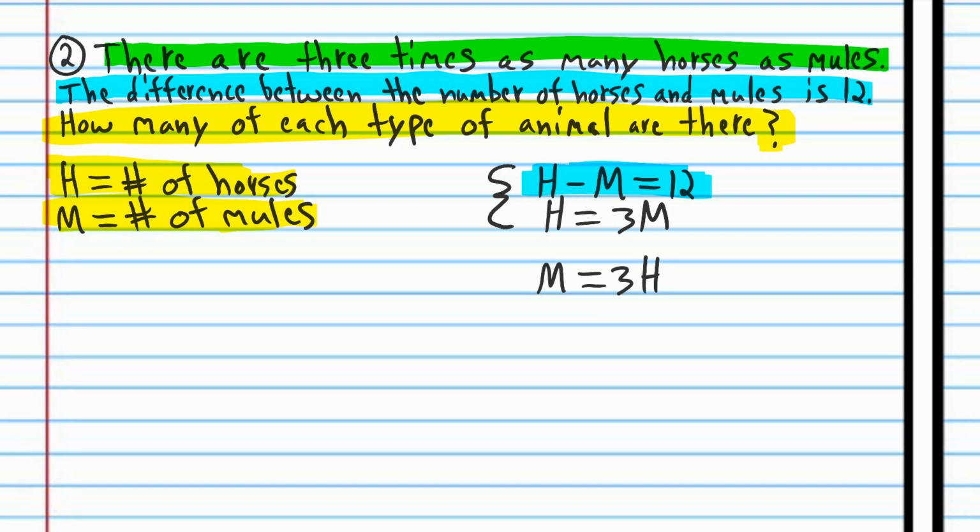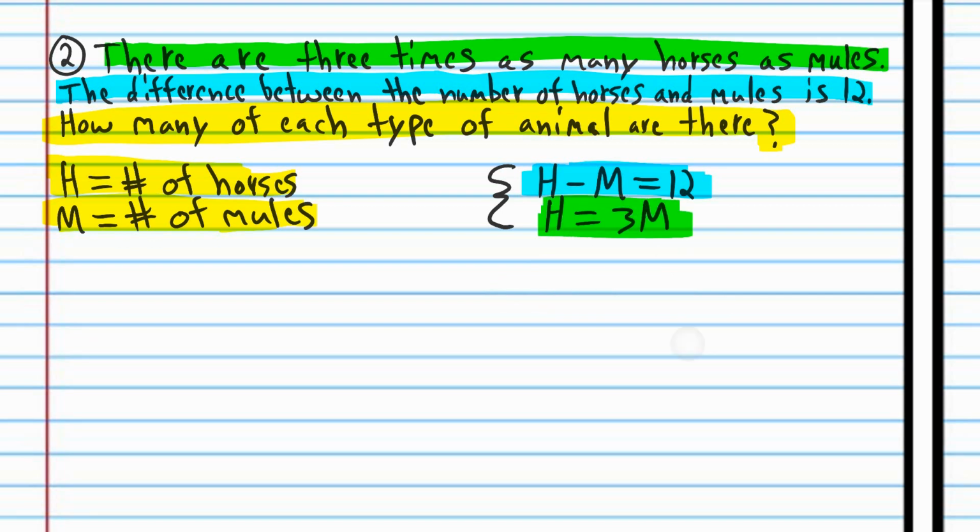M is equal to 3h doesn't make sense, because what the green sentence is telling us is that there are more horses than mules. There are 3 times as many horses as mules. So if you take the number of mules and multiply by 3, you get the number of horses. So that means the number of horses is going to be bigger than the number of mules. So this bottom equation down here doesn't make any sense. Again, if you're going to make a mistake, that's probably where it's going to be.